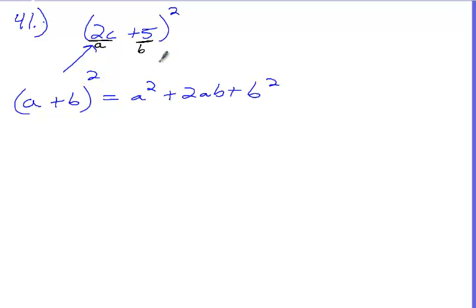So instead of foiling this out, I'm going to use the formula, and all I do is I plug in my A and my B to the equation. So again, what is my A term? 2C. So that goes into the A, and it's squared, right? Plus 2, yes, this is the formula.